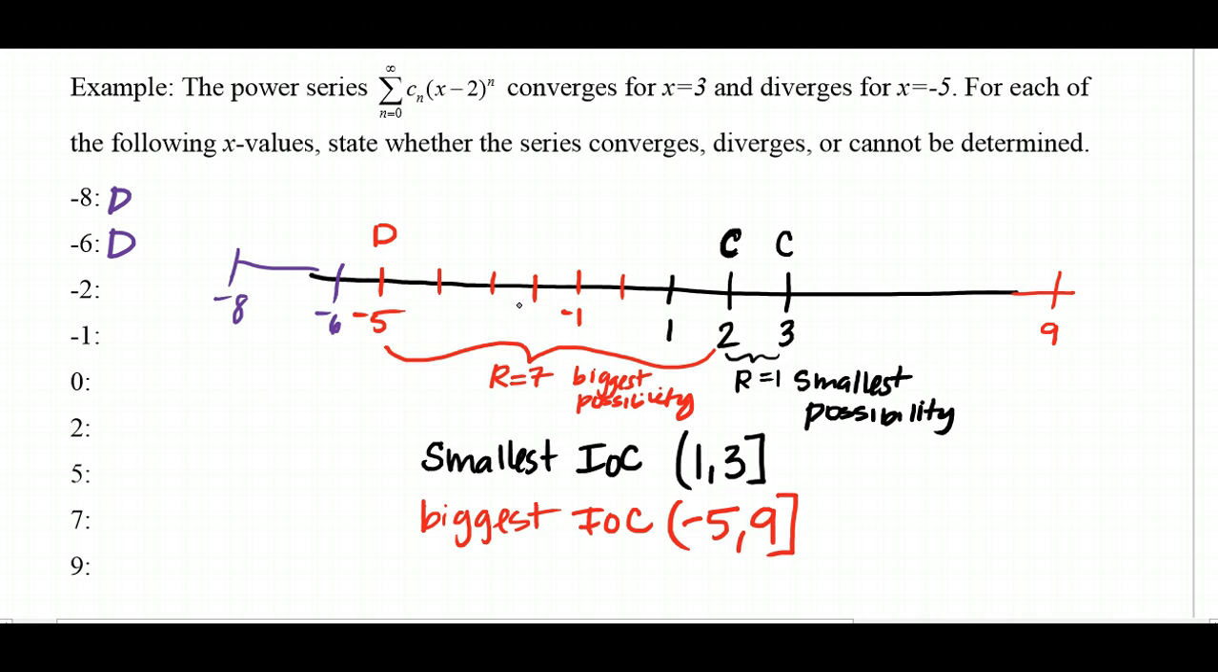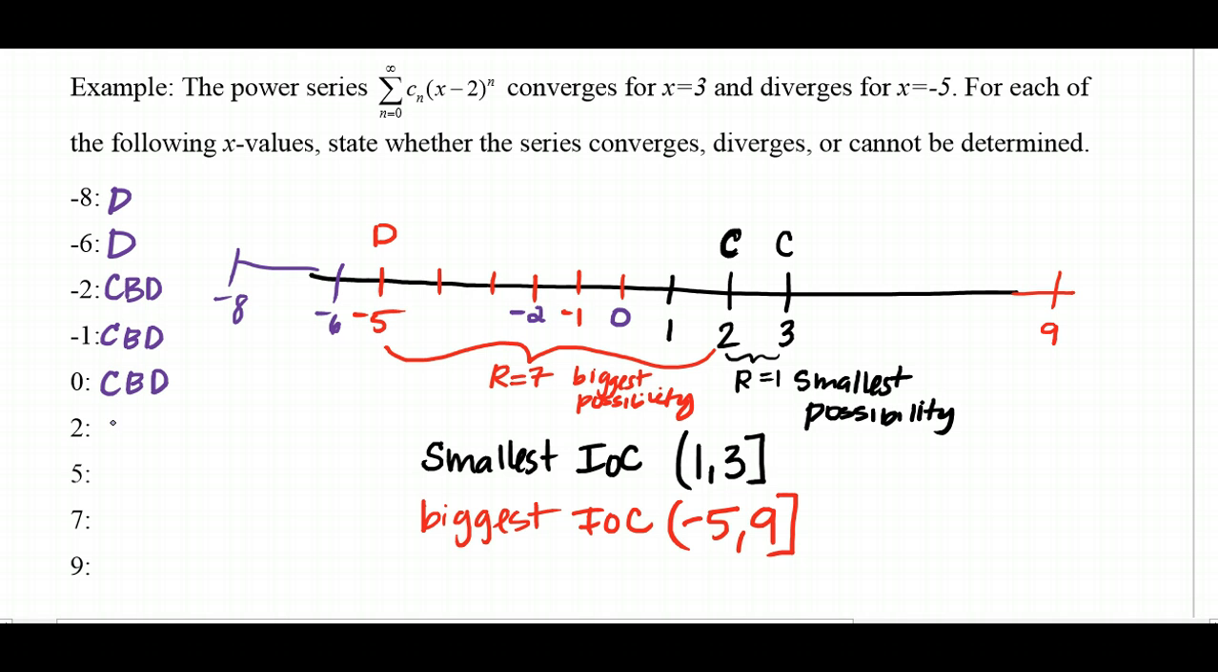-2. So -2 is right here. And we said the smallest possible interval of convergence was from 1 to 3. So everything inside this interval I would have to converge. And anything to the left of -5 or to the right of 9 I'd have to diverge. But -2 is in this gray area where I'm not sure. So the answer here is cannot be determined. I don't know. Same thing with -1. I don't know exactly what's happening at -1. It falls in that gray area. So this too cannot be determined. And similarly, 0 falls in that interval, so cannot be determined.